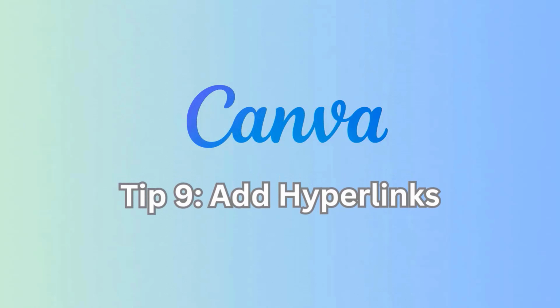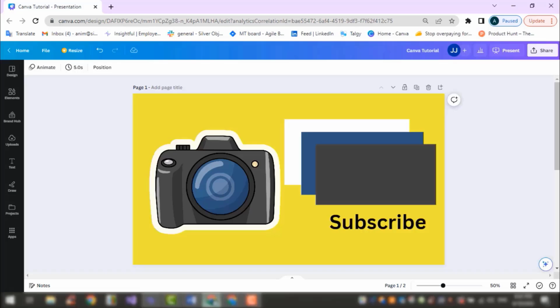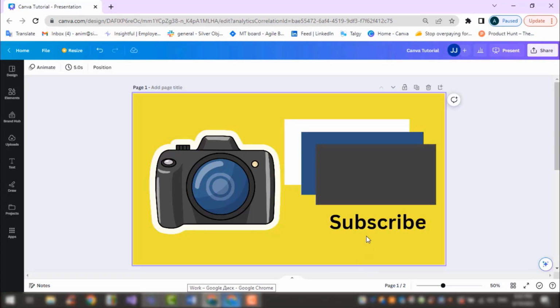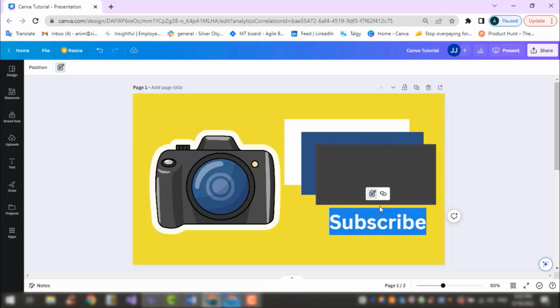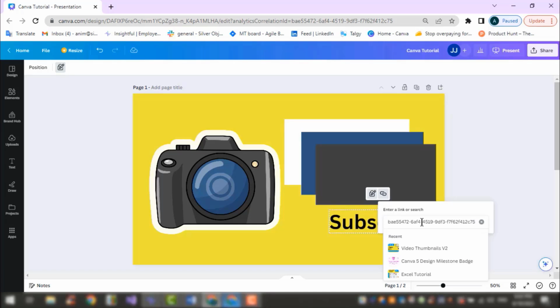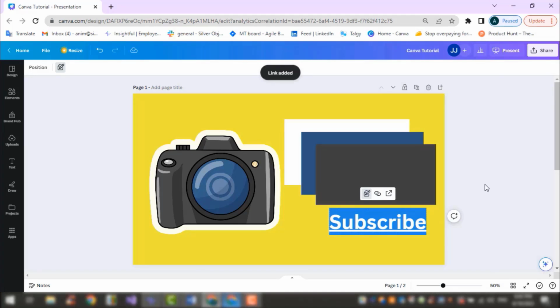Tip number 9 is called Add Hyperlinks. If you are creating PDFs to distribute to people, a useful feature is to add links. To do this quickly, highlight the text and click on the link button. Enter your URL and click Apply. It will underline the text.